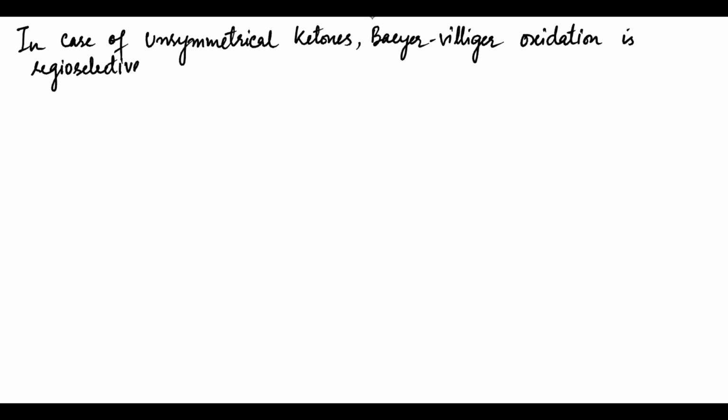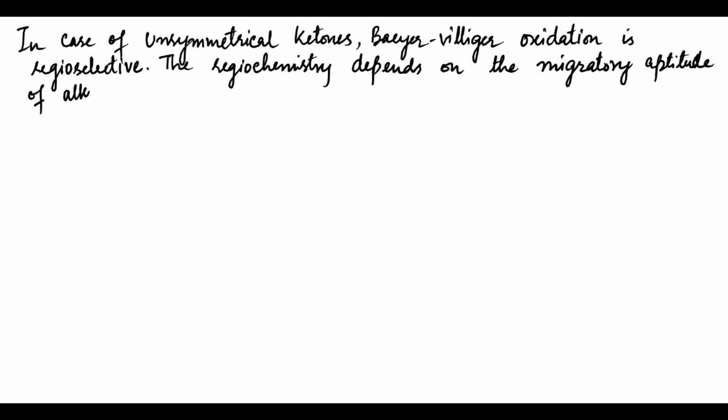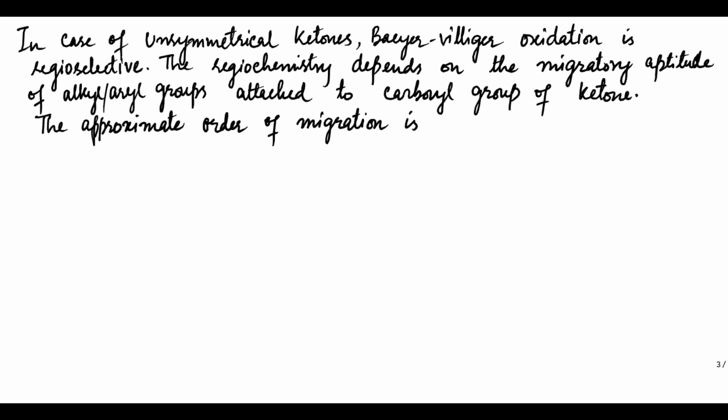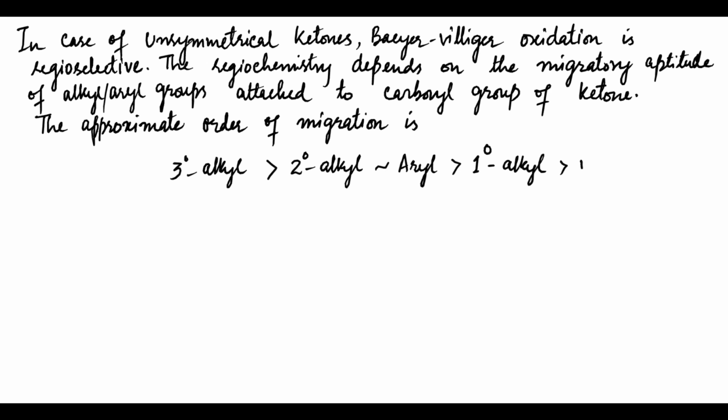In case of unsymmetrical ketones, the Baeyer Villiger oxidation is regioselective. The regiochemistry depends on the migratory aptitude of alkyl and aryl groups attached to the carbonyl group of ketone. The approximate order of migration is: tertiary alkyl group is the best at migrating, then secondary alkyl group, which is closely followed by aryl group, then primary alkyl group, then methyl. This roughly follows the order in which the groups are able to stabilize a positive charge.